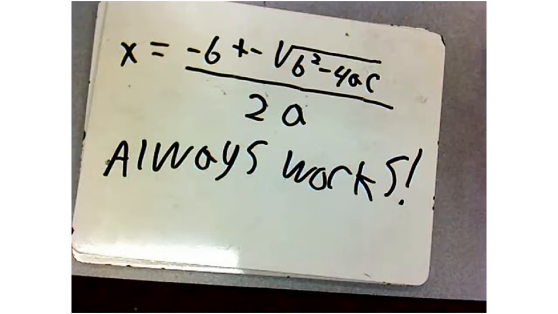Okay? Negative B. Well, again, that's negative 22, right? Because B was 22. Plus or minus 22 squared. Ew, square root open, of course. 22 squared. This is where calculators come in handy, right? Minus 4AC, which is 4 times 1 times 121. Okay? All over 2 times 1.